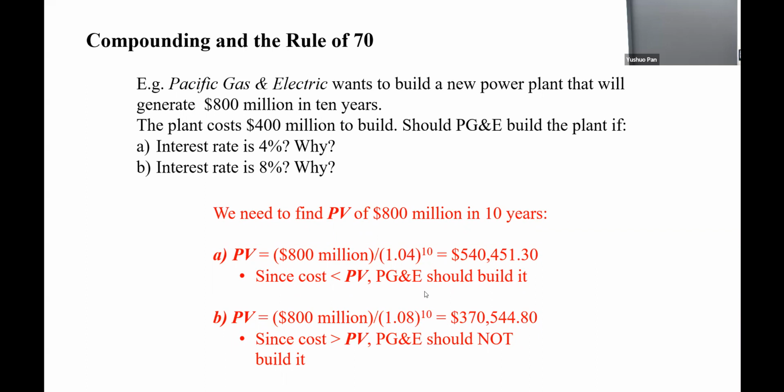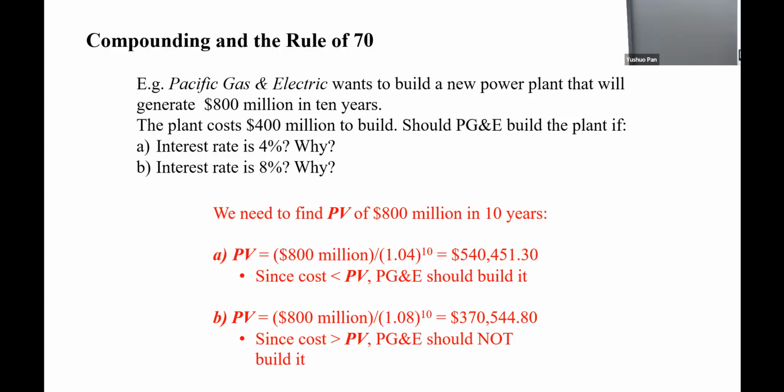But if the interest rate increases from 4% to 8%, with the same equation, I get a present value of only $370,000. So this amount of future revenue converted to the present value is the present revenue here, right? And the present revenue is smaller than the present cost, which means the cost is bigger than the benefit. So PG&E shouldn't build it.